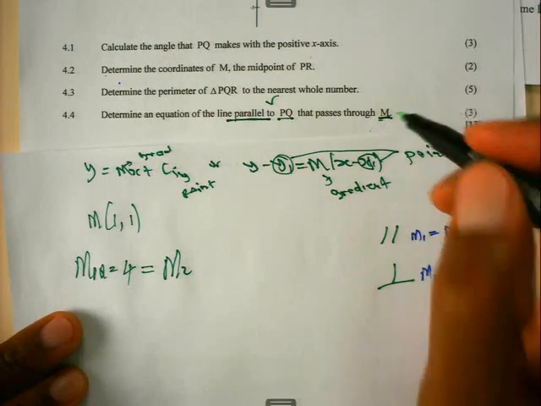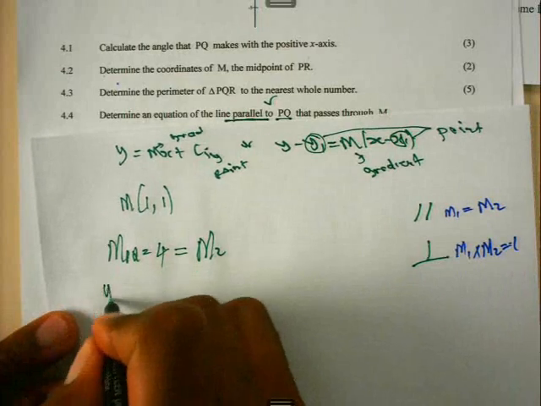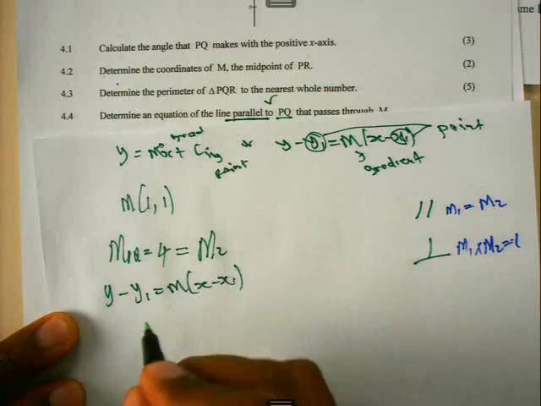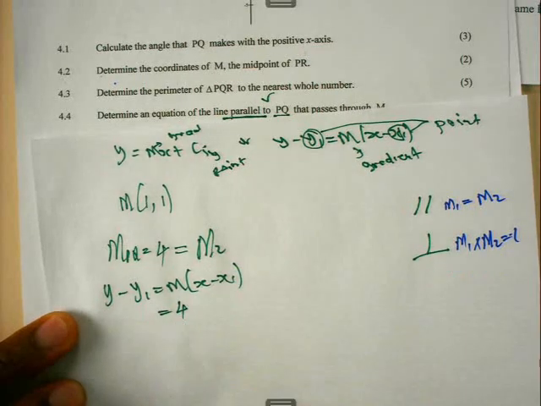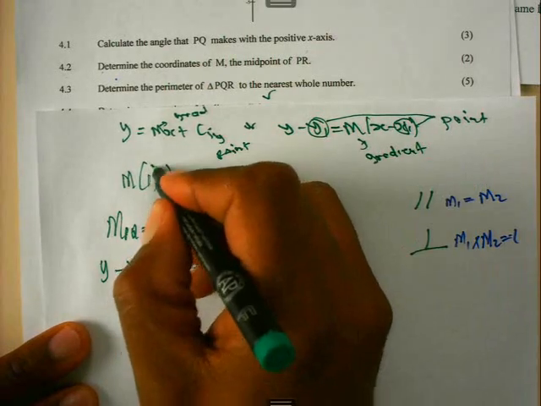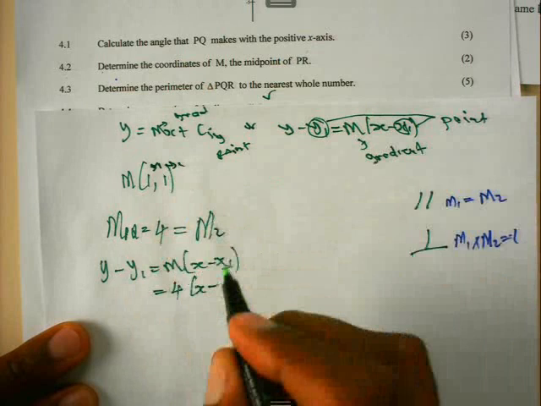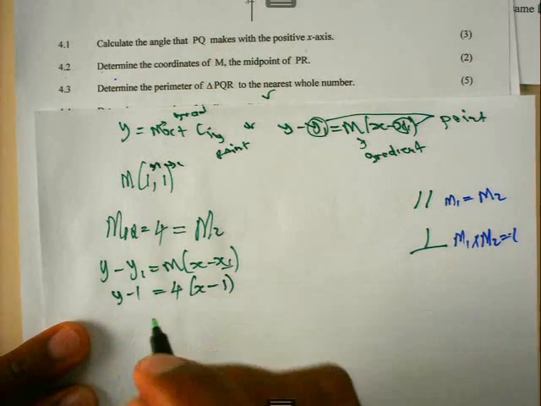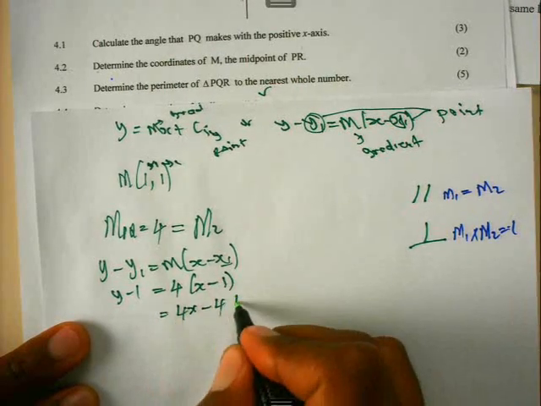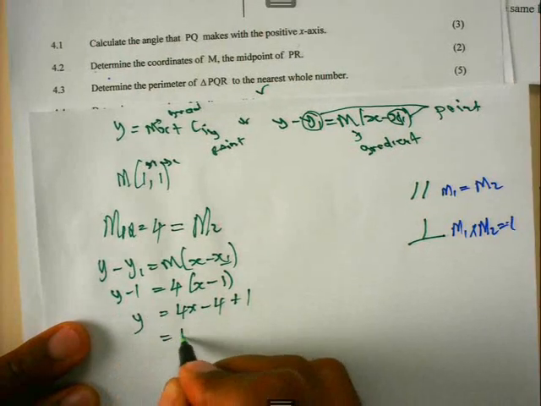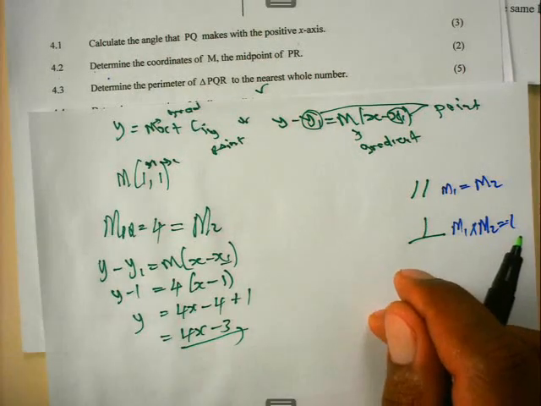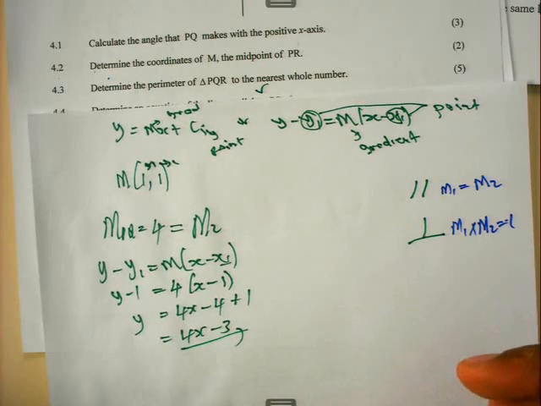Then now we can say y minus y1 is equal to m into x minus x1. Now you substitute the gradient, which is 4. Good. And then from here, you take x1 and y1 from here, so that will be x minus 1 and y minus 1 on this side. Now we have 4x minus 4. We take 1 to the other side, it is plus 1. Therefore, y is 4x minus 3.